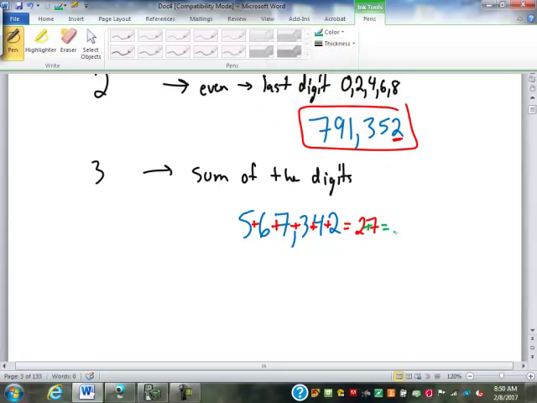What if we didn't know that? Well, what's 2 plus 7? 9. Is 9 divisible by 3? Yep. That means 27 is divisible by 3. That means 567,342 is divisible by 3.